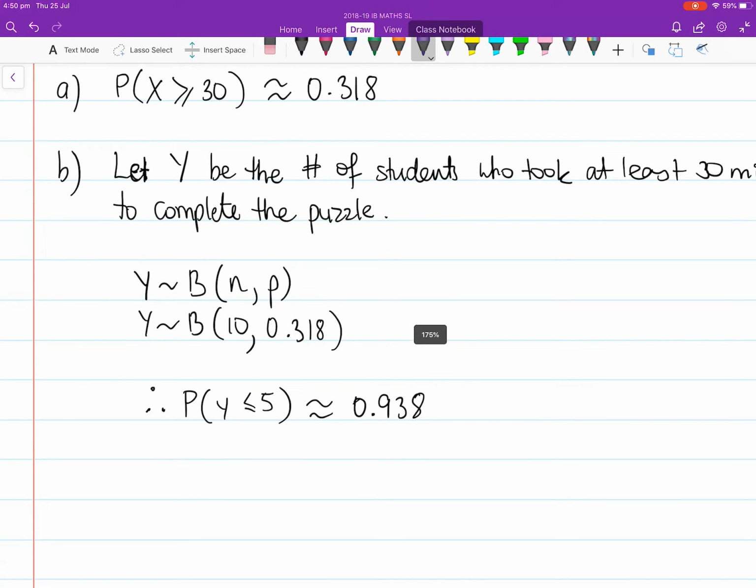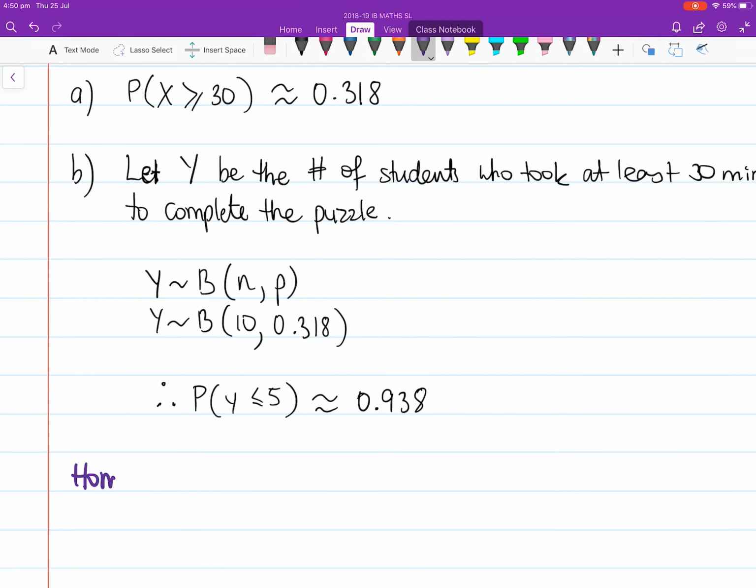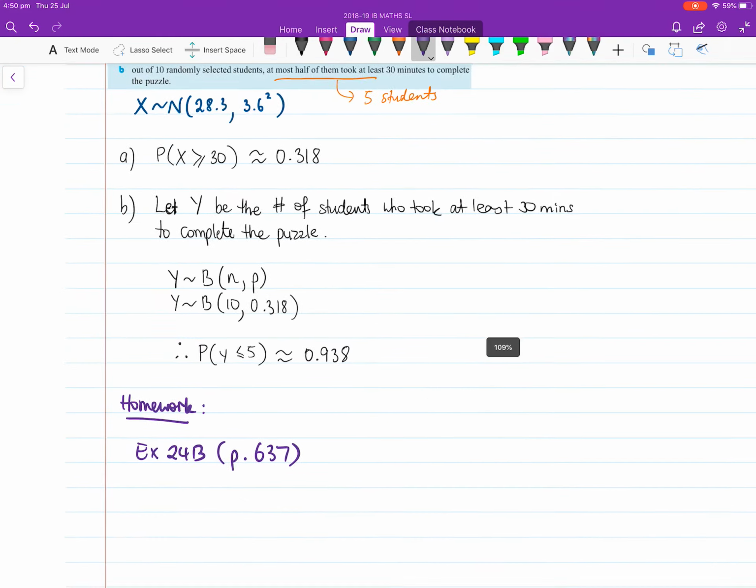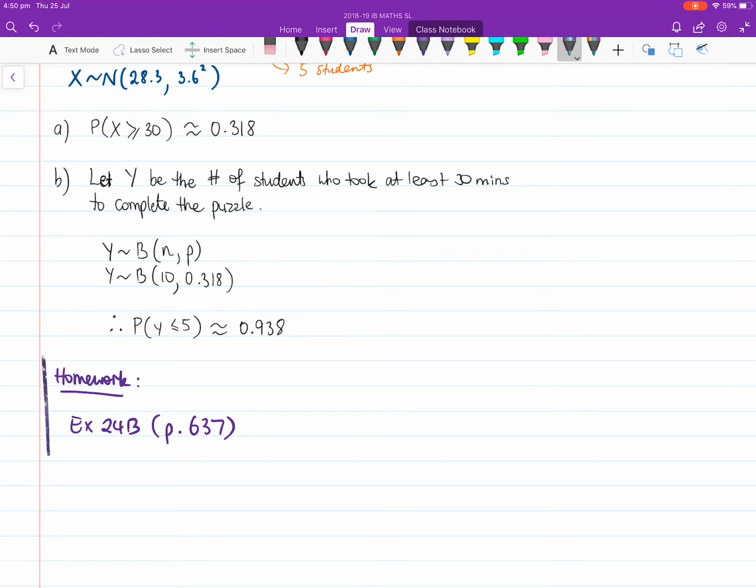Okay, so please have a go at the questions. That is exercise, let me write it down for you, Year 12. It is exercise 24B, and it is on page 637 in your textbook. Please have a go and let me know if you need help.